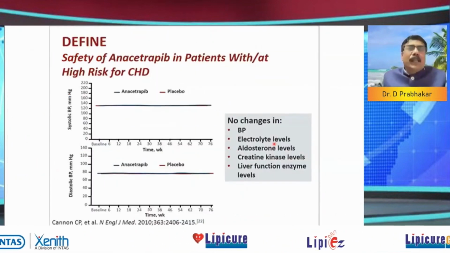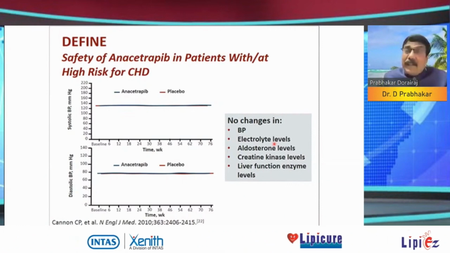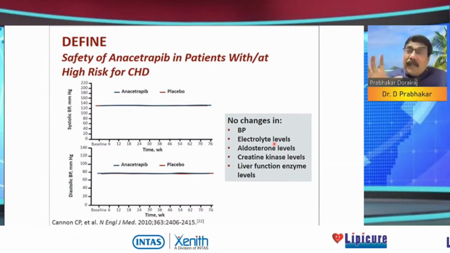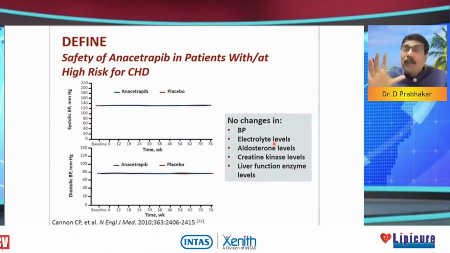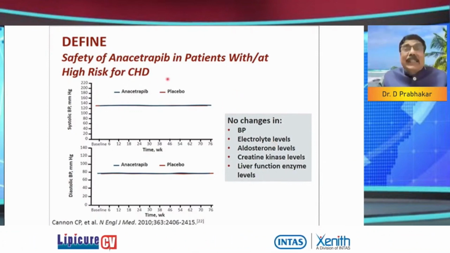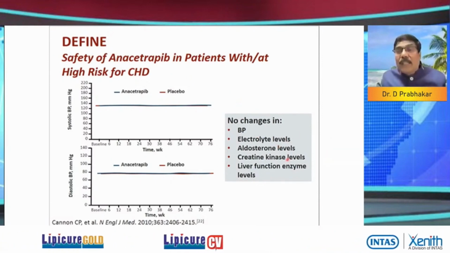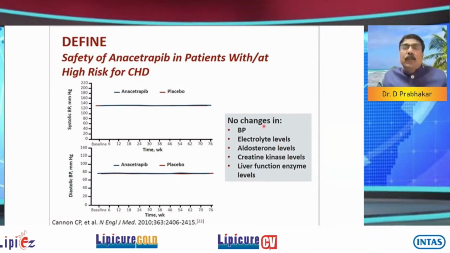So the next trial came where they studied first, initially, the DEFINE trial was first done just to find out if this drug is going to work before an outcome trial could be done. So this is called the DEFINE trial with anacetrapib, one more drug. No changes in blood pressure, electrolyte, aldosterone, CK levels or liver function were found. So this drug was found to be safe.